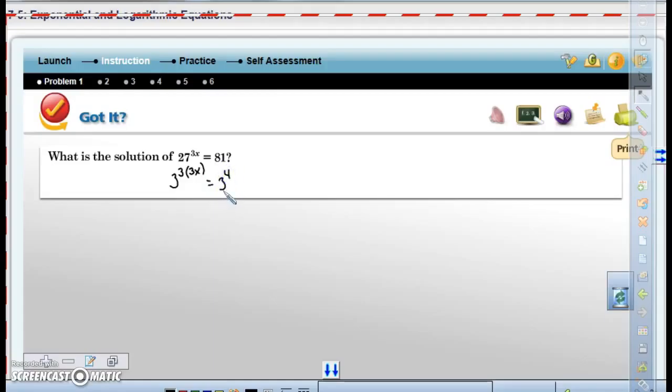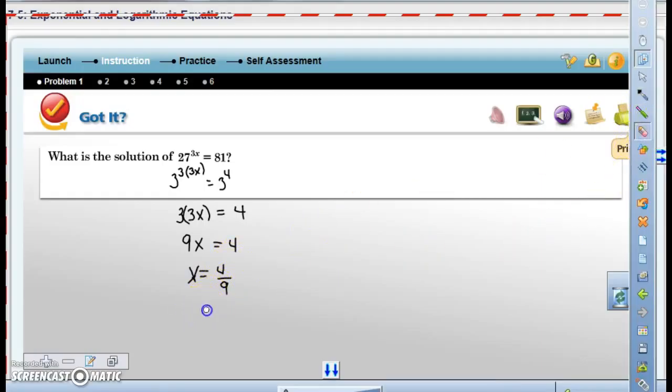I kind of use my calculator to do a little trial and error. All right, and so now our bases are the same, so we take our exponents and we set them equal to each other. So 3 times 3x is 9x equals 4. So x would be 4/9, and we can reduce, I think, no, we cannot reduce. If we can, then we should. Okay, so 4/9. And then again, you could check this in your calculator. Put 4/9 in place of the x and see if indeed they equal each other.